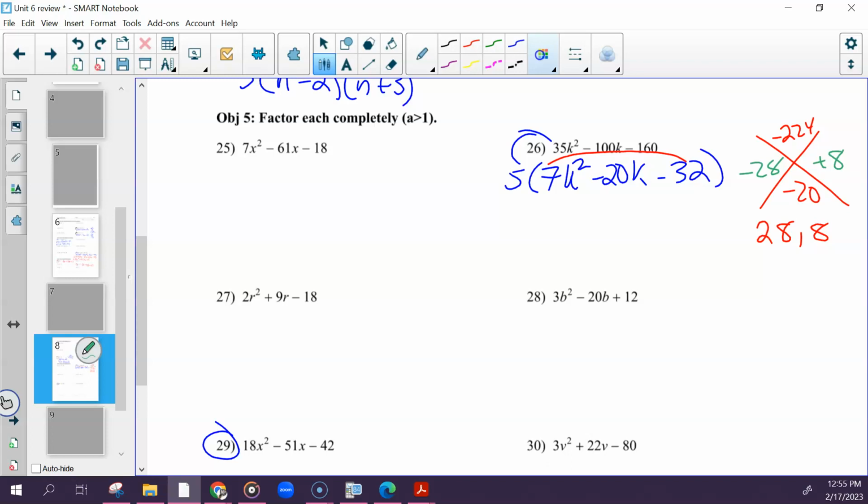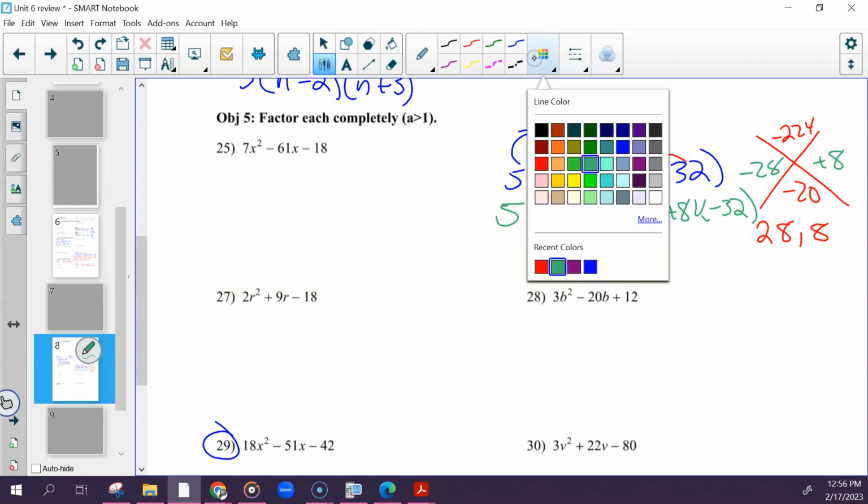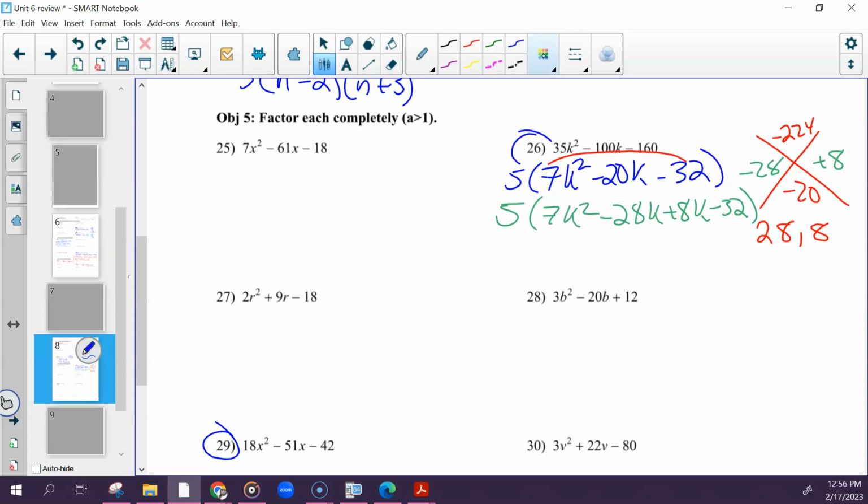Rewrite this. Keep your GCF out front. First and last stay the same. Does not matter where you put the middle 2, as long as you put them both. Then you're back to grouping. Split the middle. Keep bringing down your GCF.